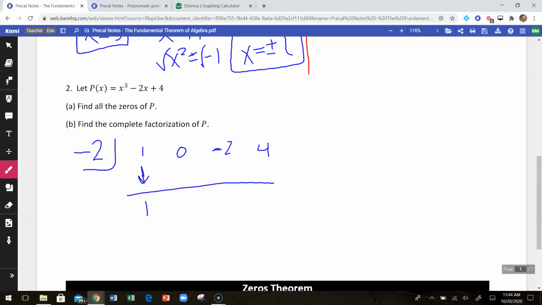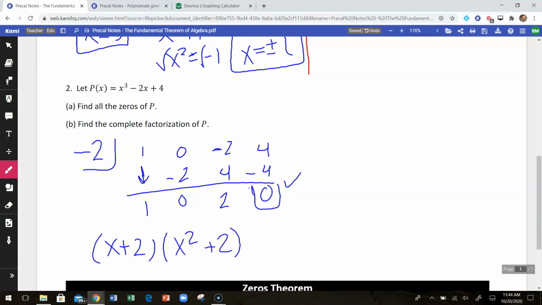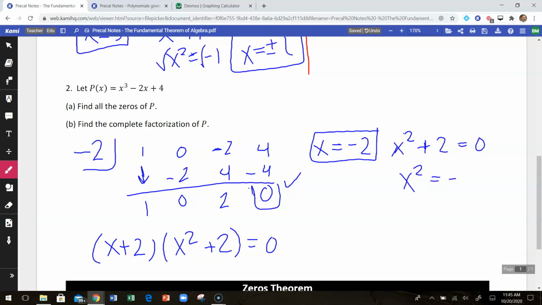Drop the 1, multiply, add, and we get a remainder of 0, which is good. That means that since negative 2 worked, I've got x plus 2, and I'm left with x squared plus 2, and I want to set those equal to 0. So that would give me x equals negative 2, which again is our x-intercept, so we should have that right away. And I need to set x squared plus 2 equal to 0, which means we get x squared equals negative 2.